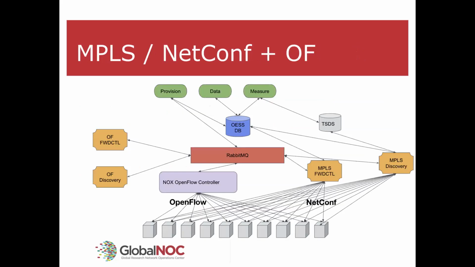So how did we change the architecture to make this work? Essentially, we just added some processes that talk direct netconf to the devices. So we have MPLS FWDCTL and MPLS discovery. Both of them have active, long-running netconf connections to the devices. But we still have the OpenFlow side because we needed to run both simultaneously. That was part of our migration strategy.